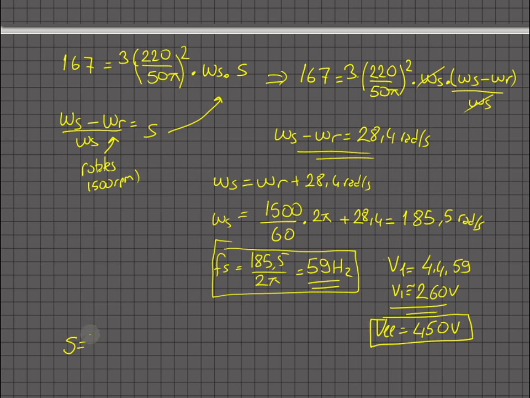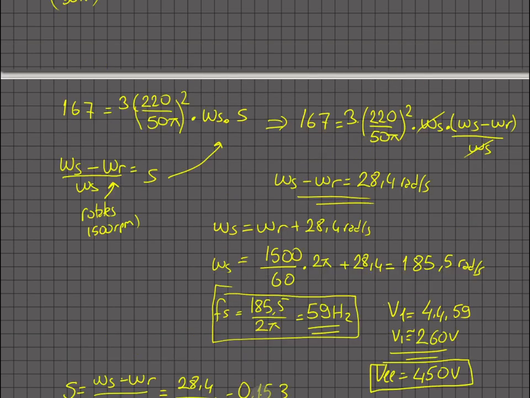That is what it was asked anyway. The slip is omega S minus omega R divided by omega S. So it is 28.4, that difference divided by 185.5. So this is 0.153, which is a reasonable value.